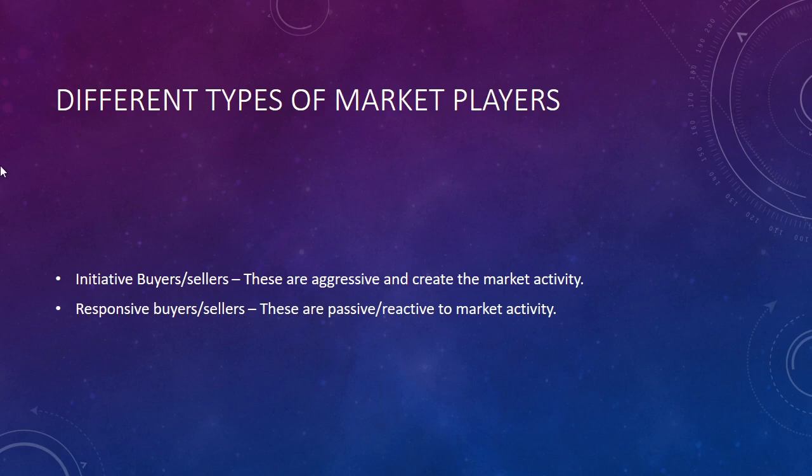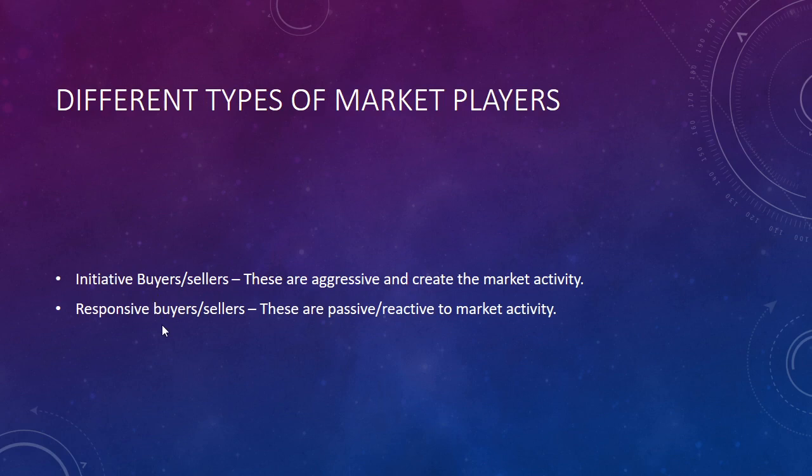In contrast, responsive guys are those who wait for a price and respond there. They don't want to create any market activity, they are just reacting to that market activity. Whatever the market is doing, they are reacting to it. As retail traders, that's what we can do, right? So we normally come in the category of responsive buyers or sellers, right? When we see higher prices, we try to sell it, right? But who is selling even at the lower price? Those are the guys who are aggressive, the initiative guys, right?